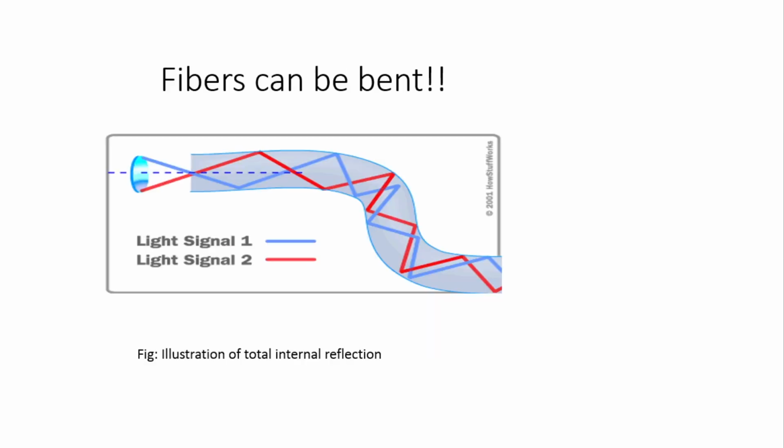The fiber can be bent. If you observe here, the fiber can be bent. It is flexible. So here there are two light signals, one blue and another red. Internally they can travel in this fashion through the fiber.